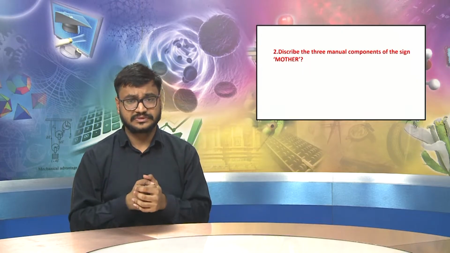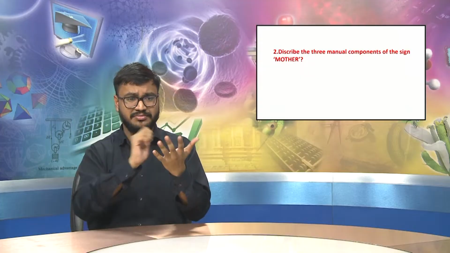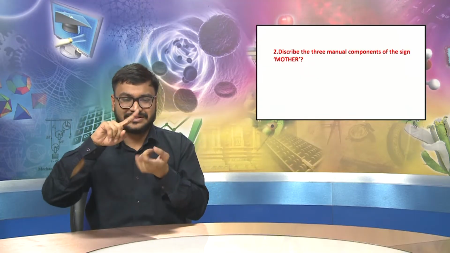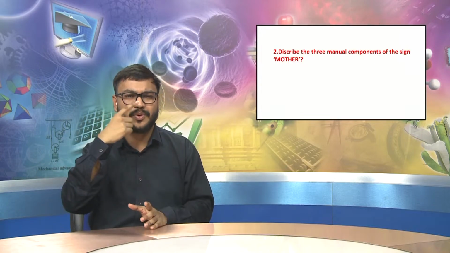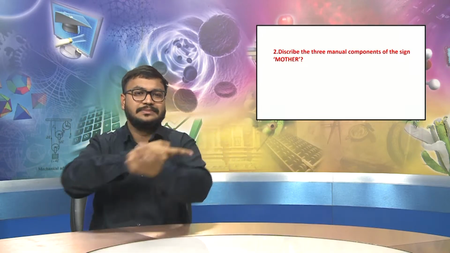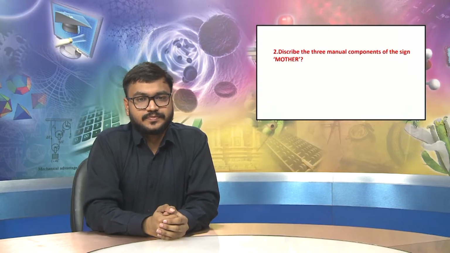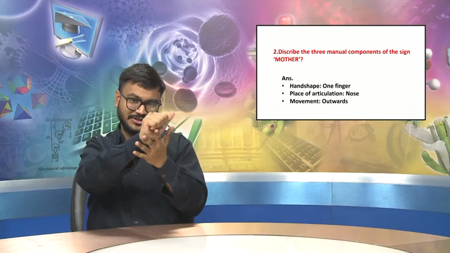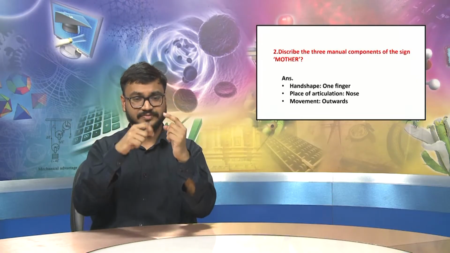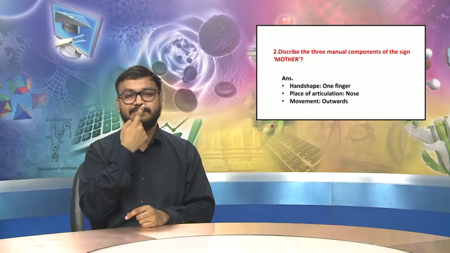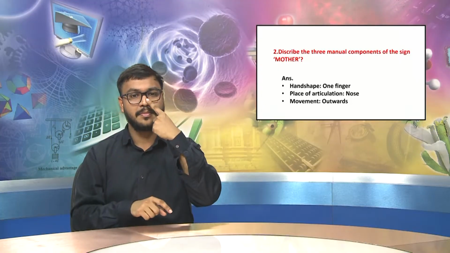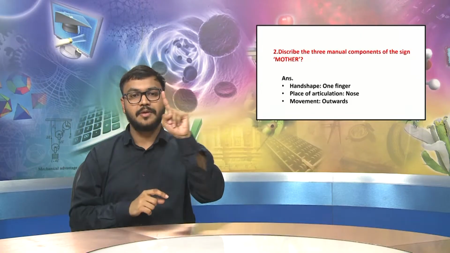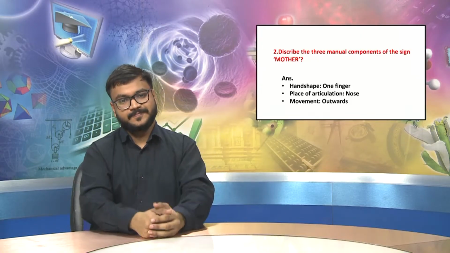Describe the three manual components of the sign mother. The answer is hand shape. In mother, the sign has hand shape with one finger, place of articulation nose, and movement is outwards.